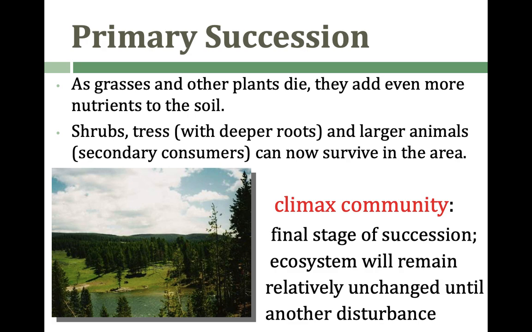At the very end of this process, we reach what we call a climax community. A climax community is the final stage of succession. The ecosystem will remain relatively unchanged until something else comes along and disturbs it.